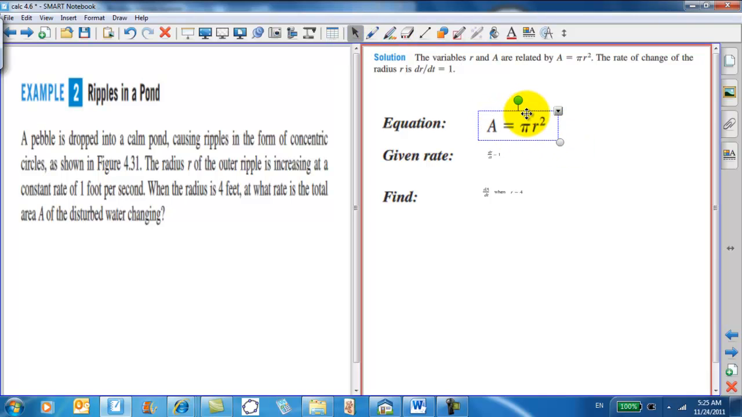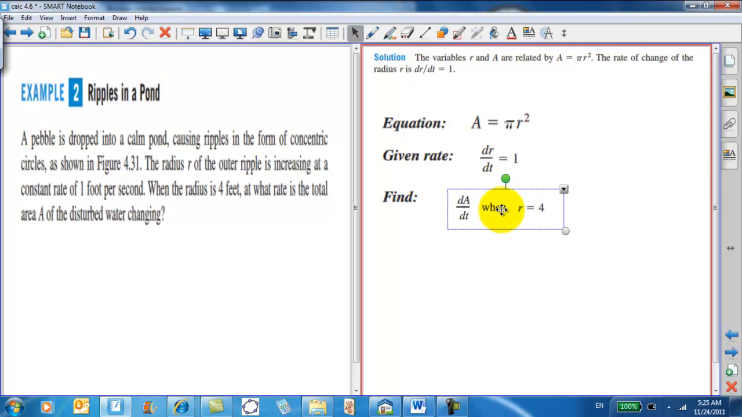That's area equals pi r squared. And the given rate is dr/dt, the rate of change of the radius. And what are we supposed to find? The rate of change of area when r equals 4.